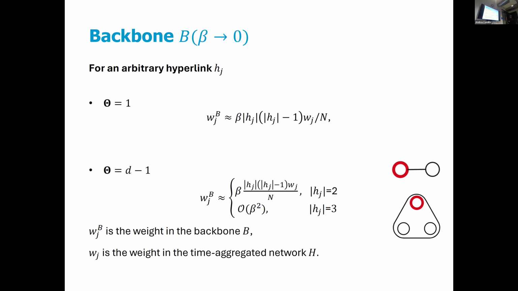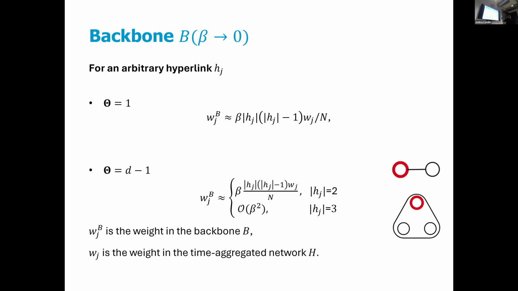But for theta equals d minus 1, it's a little bit different. For order 2 hyperlinks, it's the same as the case of theta equal to 1. But for hyperlinks of higher order, for example, an order 3 hyperlink, it can be approximated to the order of beta squared, because when beta is very small, assume that there is a seed node in the order 3 hyperlink. It cannot be used to infect the other 2 nodes directly.